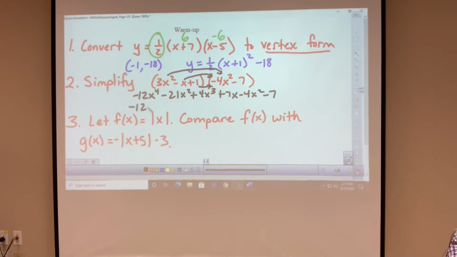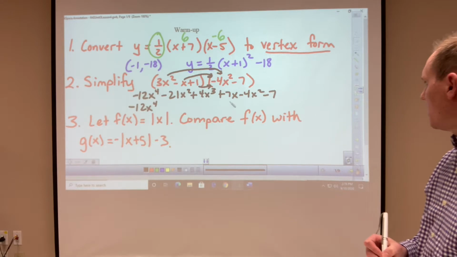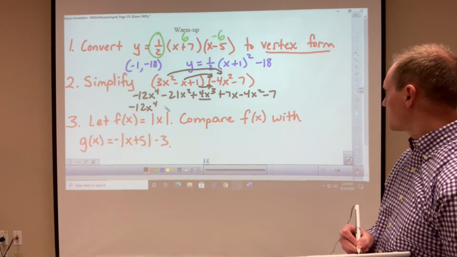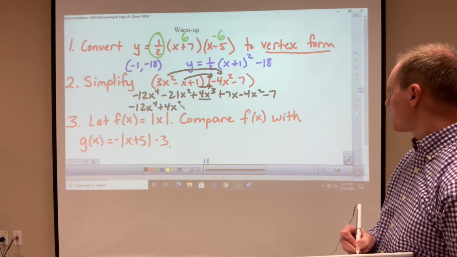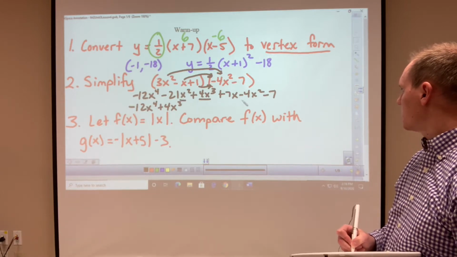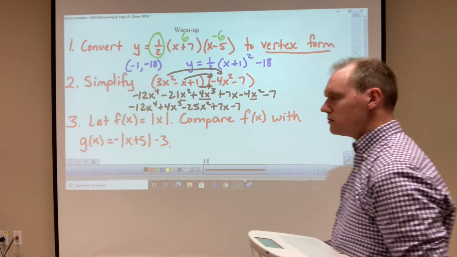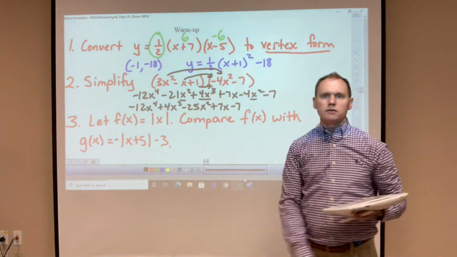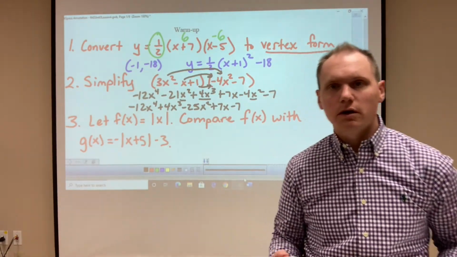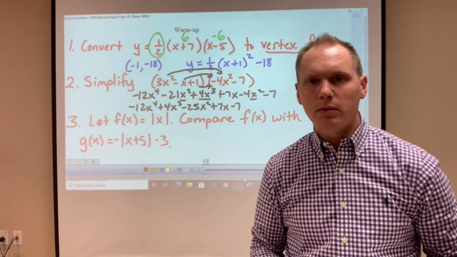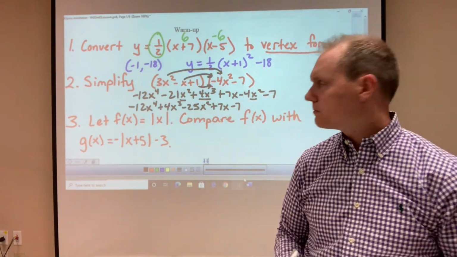So we have -12x to the 4th. We only have 1 cubic term here, 4x cubed, so plus 4x cubed. We have 2 squared terms here and here, so it's going to be -25x squared. And then only 1 linear term, so it'll be plus 7x. And then 1 constant term of -7. So we multiply those together, we get that, what we call a quartic, which all that means is the highest power is 4.